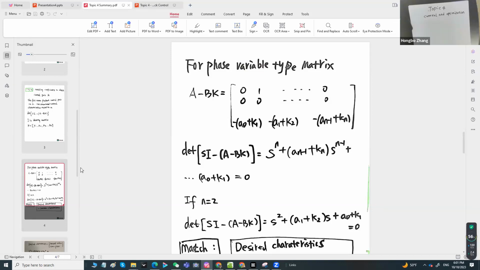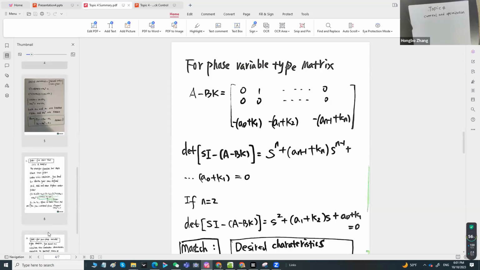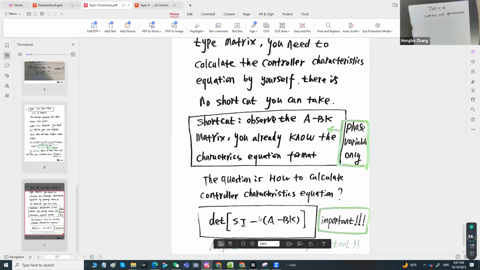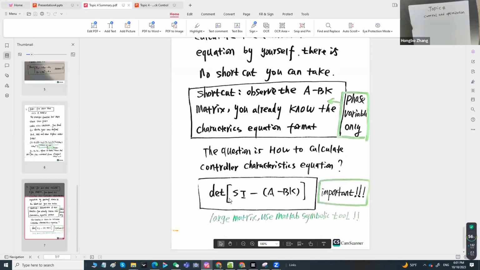MATLAB gives you a symbolic tool. Remember you learned it in Feedback at level 4? Feedback level 4 is really about this symbolic calculation. Calculating the determinant gives you the result quickly, and you can know your system's controller characteristic equation. Alrighty, so we have 3 minutes.